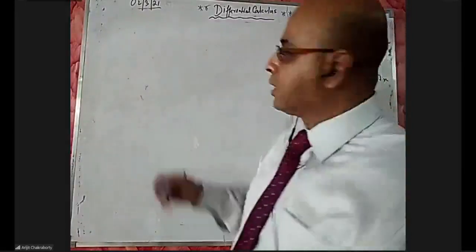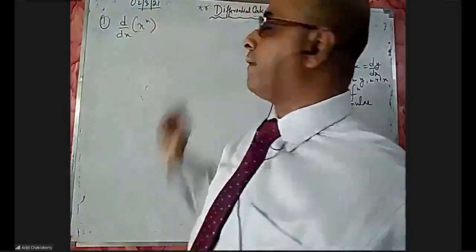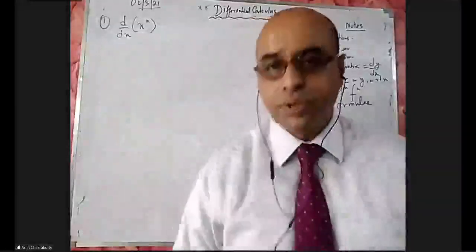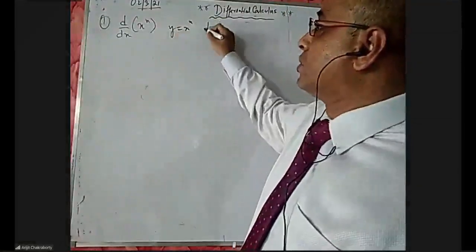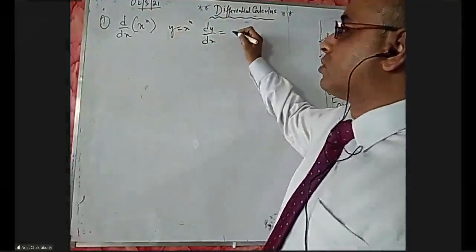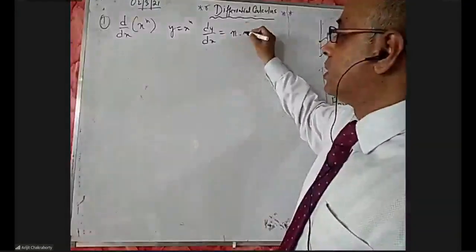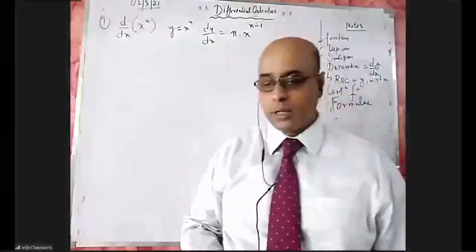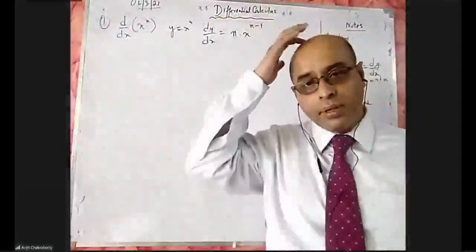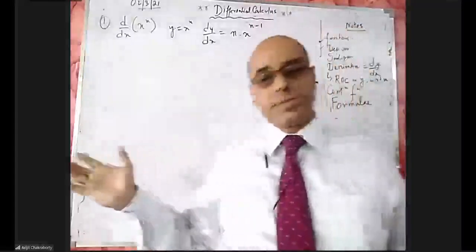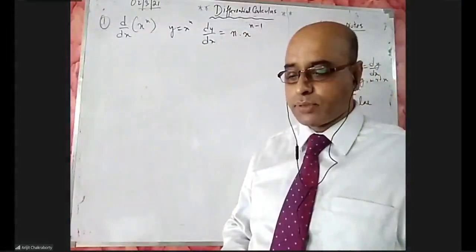The first one is number 1, d dx of x to the power n. The differential coefficient of x to the power n. That means here y is equal to x to the power n. So dy by dx will be equal to, please note, n into x to the power n minus 1. So this is the first formula. Let us write each of the formulas, then we shall see the applications and the numericals we shall be doing.